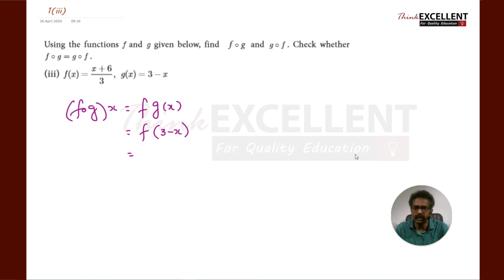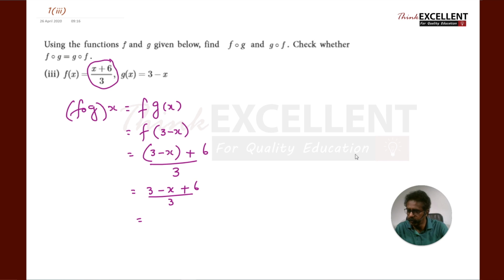Put this value in F. But what is F here? F is X plus 6 by 3. Instead of X, you give the value. What's the value? 3 minus X. Okay, 3 minus X. So simplify what you're getting: 3 minus X plus 6 by 3. Group the like terms. So what you're getting? 6 and 3, right? So it is 9 minus X by 3. So this is the value of F composition G.